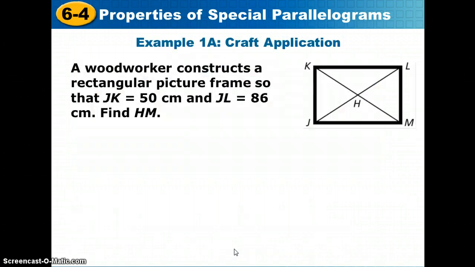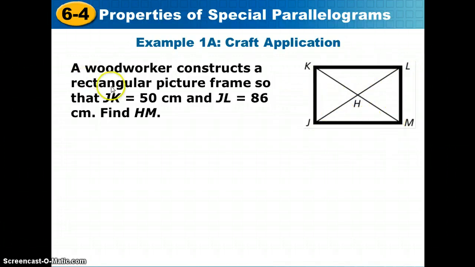So let's look at example 1a. We're going to use these properties in a craft application. A woodworker constructs a rectangular picture frame so that JK is 50, JK is this left side, and JL is 86. The diagonal is 86. We want to find HM.